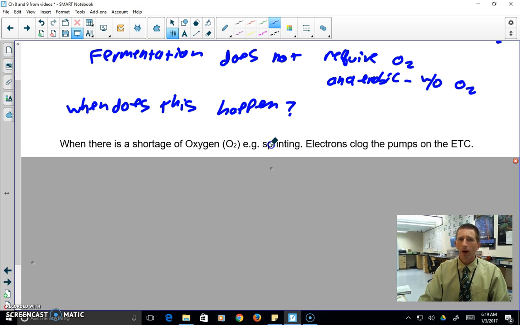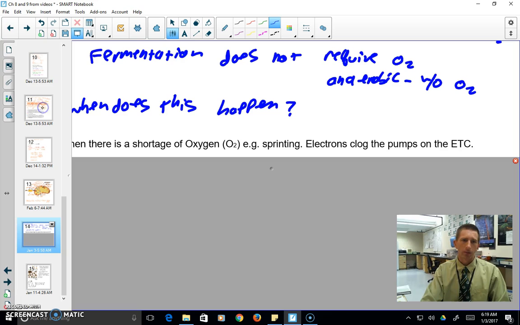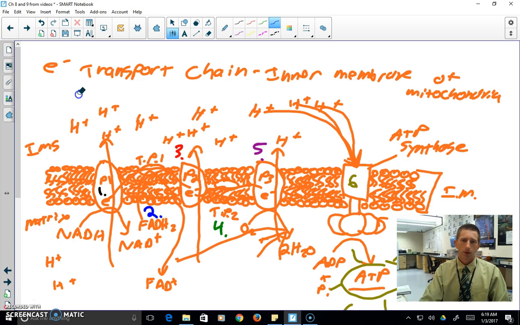The reason this happens when there's a shortage of oxygen is because electrons clog the pumps on the electron transport chain. So if we go back to our diagram of the electron transport chain, you'll notice oxygen picks up this electron. Well, if oxygen isn't there, then this electron stays there. And if this electron is there, then transport protein number 2 can't take an electron over here, and then pump 2 can't get rid of its electrons, and so on and so forth. It's kind of like a traffic jam on the ETC.